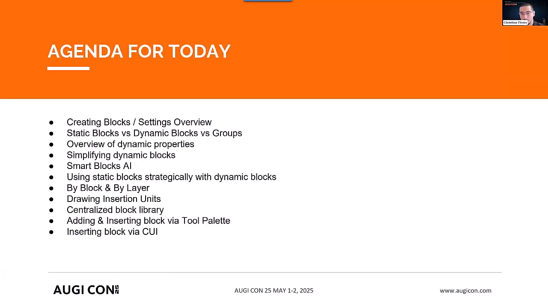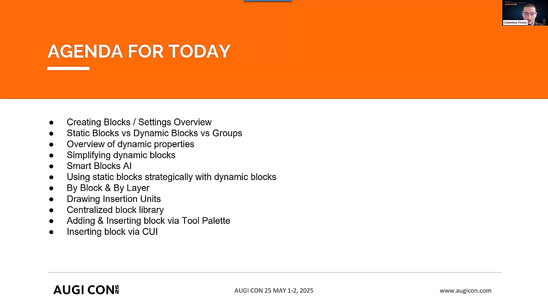So for today, some high-level topics that we're going to cover are what it looks like when creating blocks, what standards we can consider when creating those, and an overview of those settings. We'll look at static blocks, dynamic blocks, and groups. We'll look at the overview of what dynamic properties are, meaning what makes a dynamic block, how to simplify dynamic blocks with static blocks. An awesome feature that has not been discussed too much is smart blocks with AI. Using static blocks strategically with dynamic blocks.